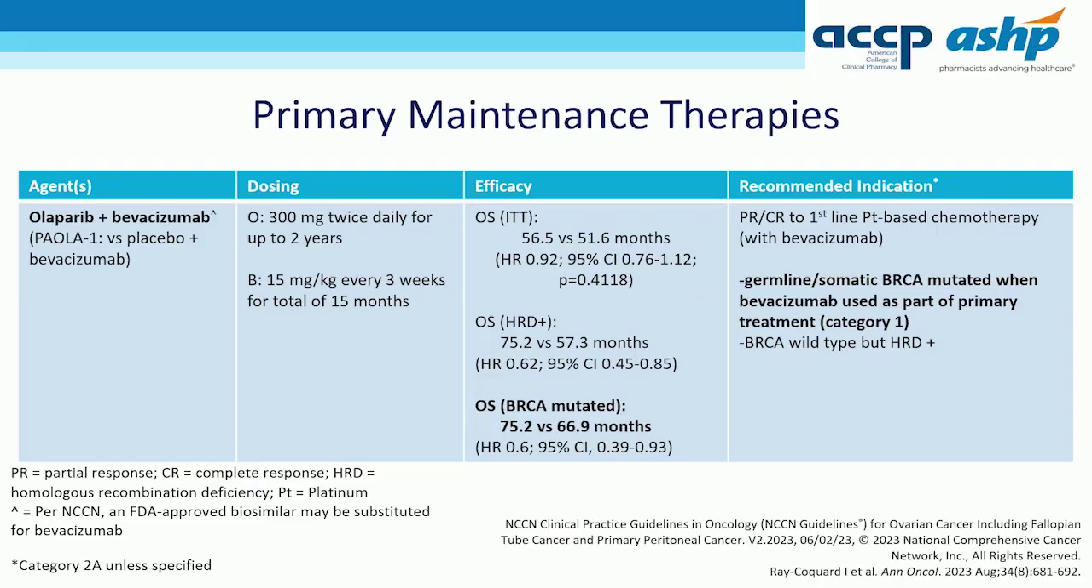And then we have the PAOLA-1 trial, which is olaparib plus bevacizumab. With this, we have olaparib at 300 milligrams twice daily for up to 2 years, and then the bevacizumab at 15 milligrams per kilogram every 3 weeks for a total of 15 months. And that includes their initial dose that they received with the chemotherapy. What we see here is there is an overall survival benefit, specifically with those patients that were HRD or BRCA mutated. So those are the patient population we'd be looking at for this option.